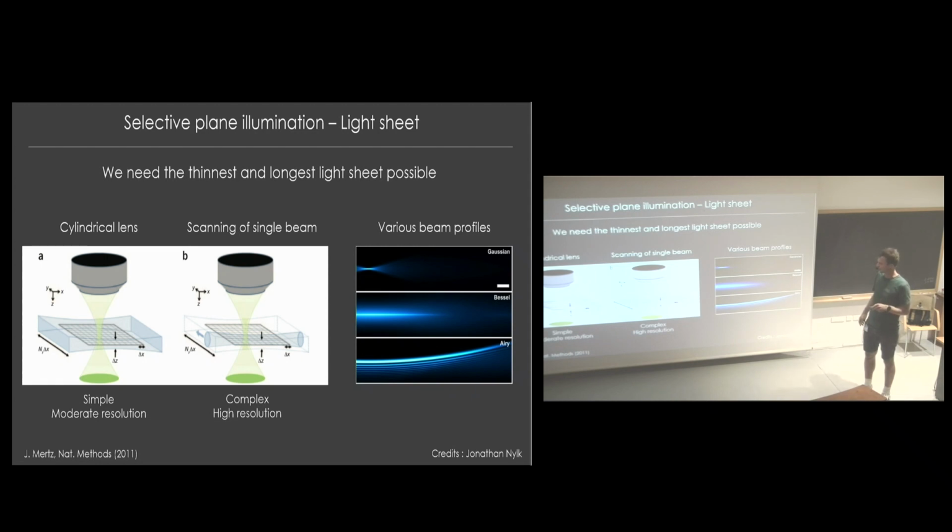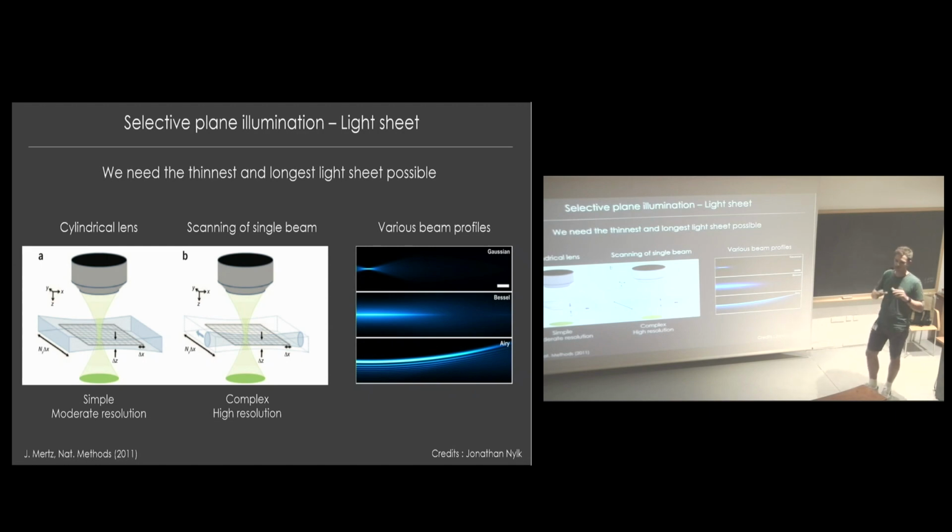There are other techniques, and one of the best ones is the use of a single beam that you scan pretty quickly. So here you can generate various beams that are focused only on one position, and the idea is to scan it very quickly, faster than one exposure of your camera. And so your camera just sees the average motion of your beam, and it sees a light sheet.